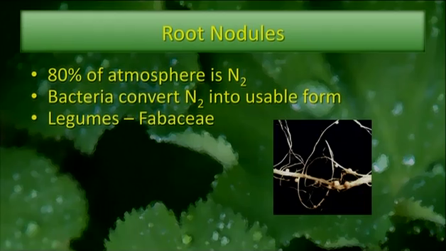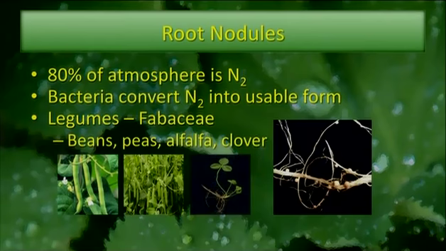Here you can see some root nodules on these roots, and in here is where the rhizobium or the symbiotic bacteria live. So beans, peas, alfalfa, and clovers are all different kinds of legumes or members of the Fabaceae.